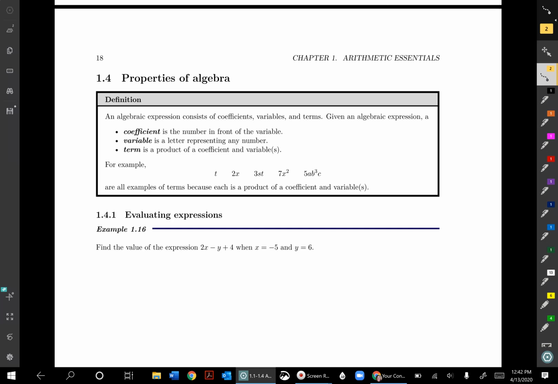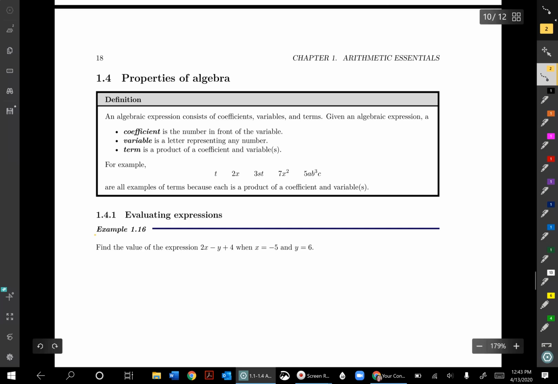So for example, if we just look at these monomials here, t, and we have 2x, so 2x, 2 is a factor and x is a factor. 3st, 3 is a factor, s is a factor, and t is a factor, and so on and so forth. So in the monomial here, 5a b cubed c, 5 is our coefficient, and we have 3 different variables. We have an a to the first power, b cubed, and a c.